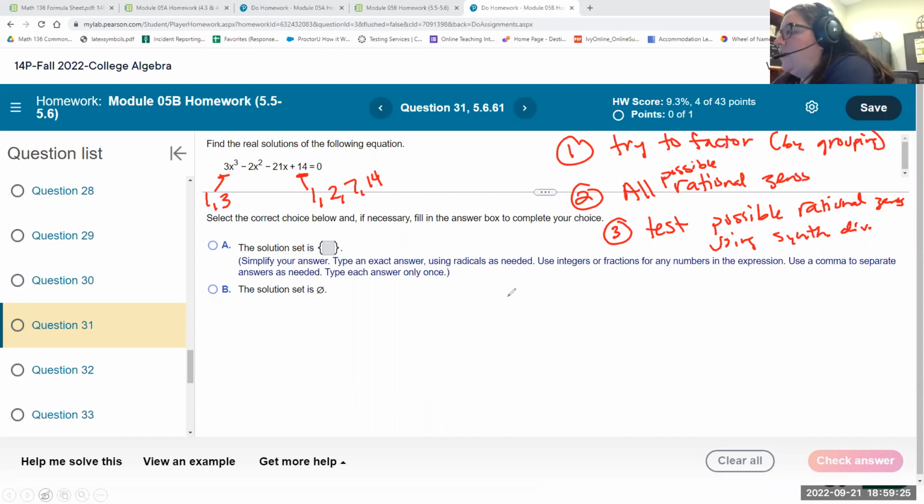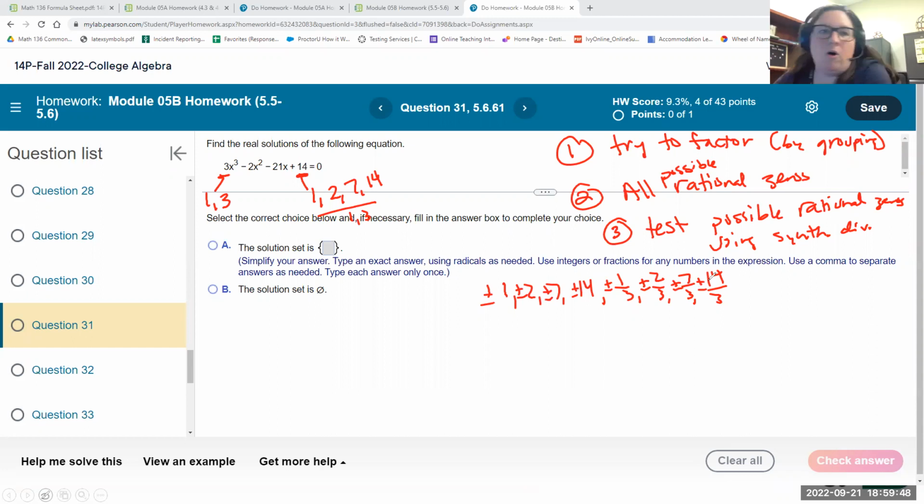And you're going to divide. So I have 1, each of these over 1 would just be themselves. So 1, 2, 7, and 14. But then I also have 1/3, 2/3, 7/3, and 14/3, and I have plus and minus of all of these. So I have a total of 16 possibilities.